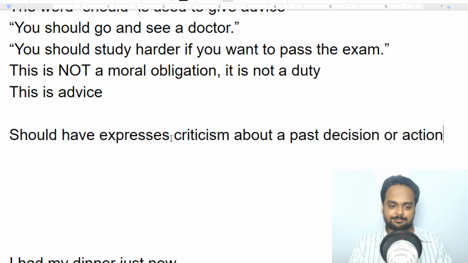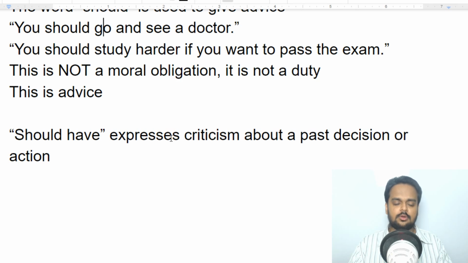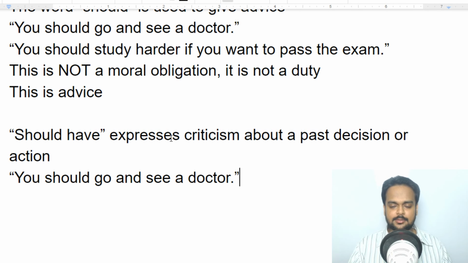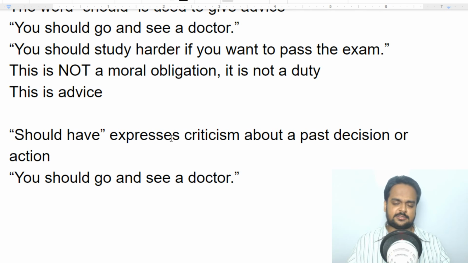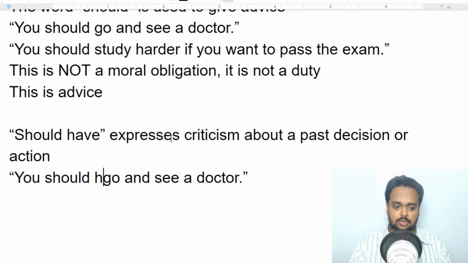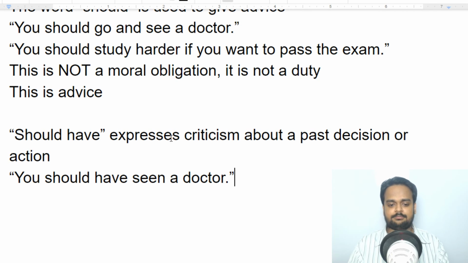In any case, should have expresses criticism about a past decision or action. Now you remember this sentence that we just looked at, you should go and see a doctor. You just gave me that advice. Let's say I didn't go and see a doctor. Okay, so tomorrow we meet and I'm coughing even worse. I'm coughing all over the place. And now you might say, see, I told you, you should have seen a doctor.